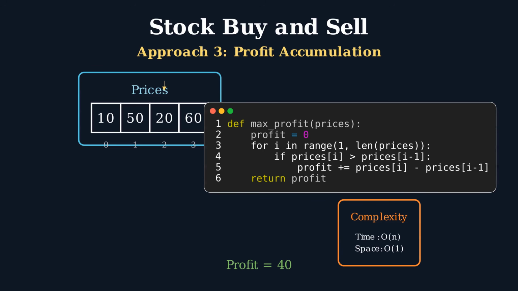Moving to index 2, today's price dropped to 20. Comparing it to yesterday's price of 50, the condition fails because 20 is less than 50. No profit is recorded, and the script moves cleanly along. Finally, at index 3, the price climbs to 60. Compared to yesterday's value of 20, we encounter another positive growth trend. We extract the 40 units of difference, adding it to our account to hit a grand total profit of 80.